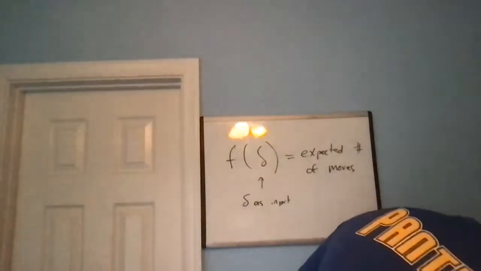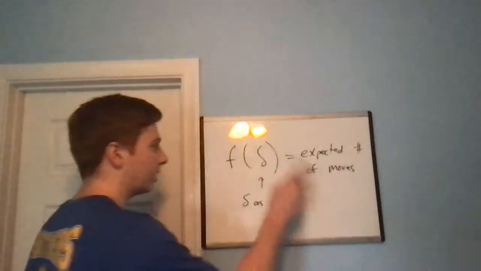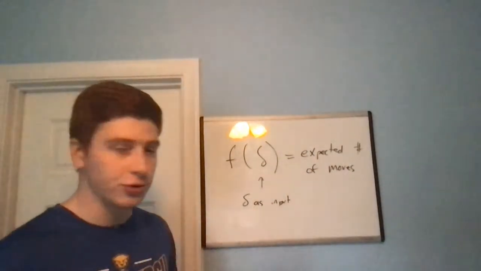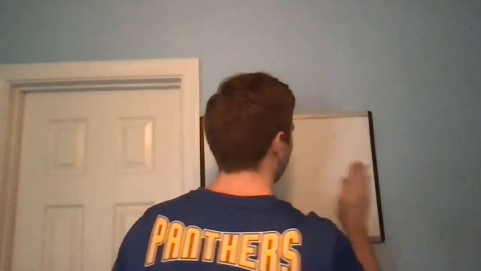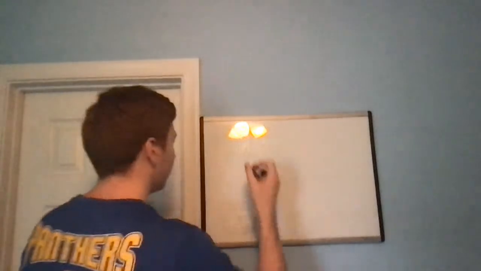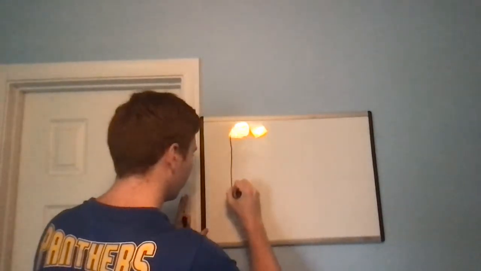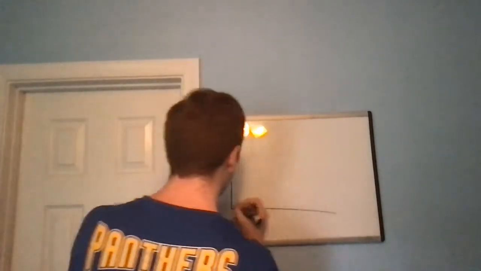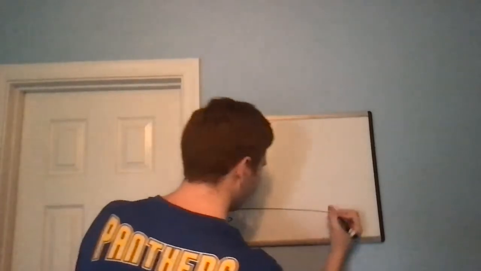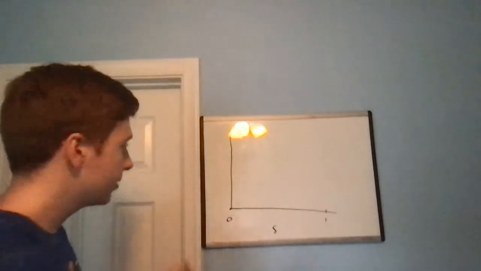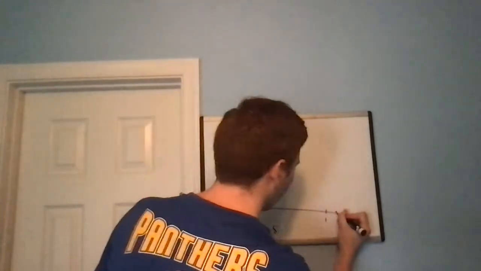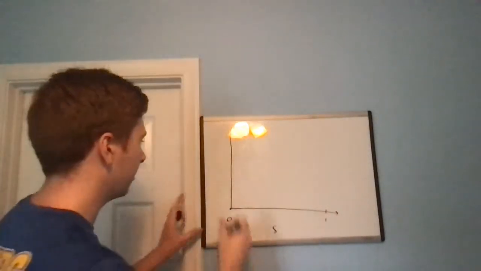Okay, so first, let's think about what this f of delta looks like. Let's think about some extreme values. Now, let's draw. So here, this is 0. This is 1. This is like the delta axis, okay? And let's think about how f of delta behaves.